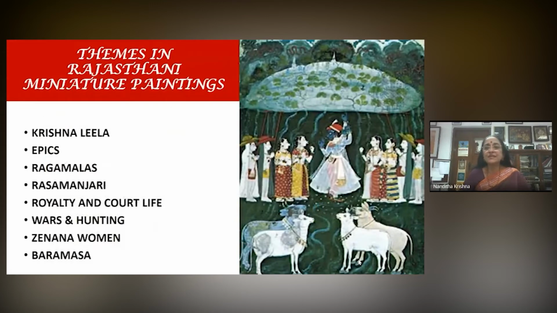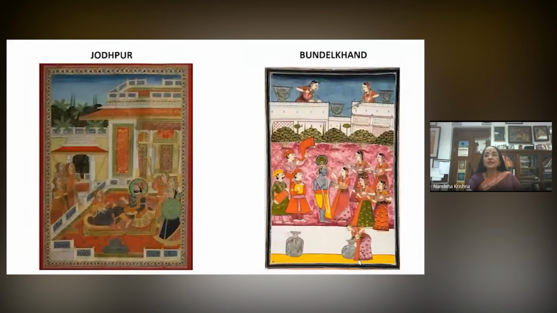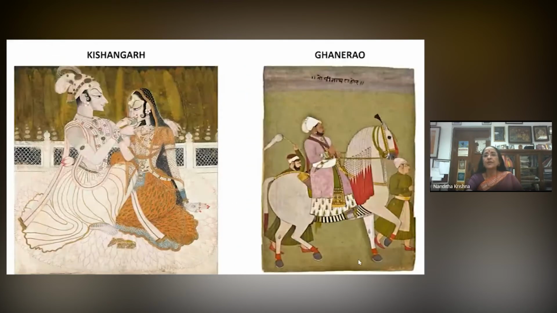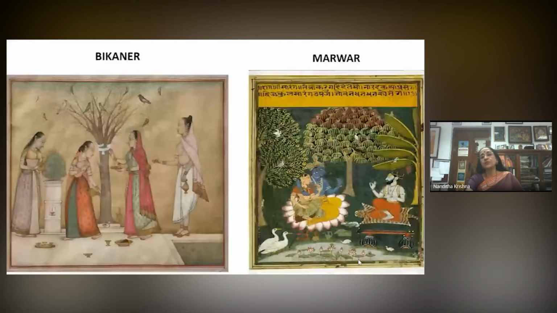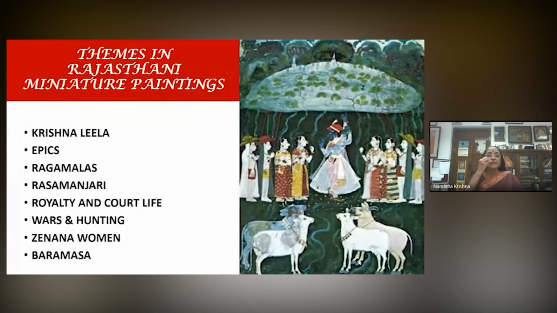Now, what are the themes in Rajasthani miniatures? Mainly Krishna Leela. He was a very popular topic. You also have the Ramayana and Mahabharata, but Krishna was most popular. By the way, interestingly, Ghanerao is the place where Mirabai came from. And the Ghanerao family, even today, worships the Krishna which Mirabai worshipped. And you have, of course, epic paintings, Ragamalas, Rasamanjari, royalty, court life, wars, hunting, Zenana women, and the Baramasa.